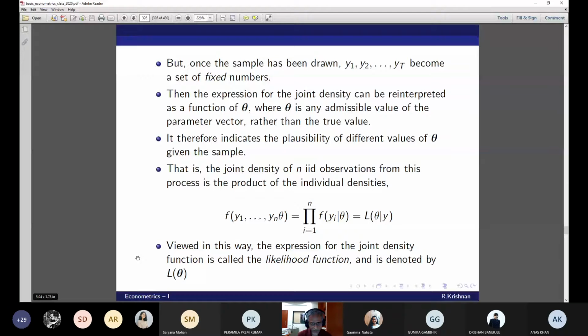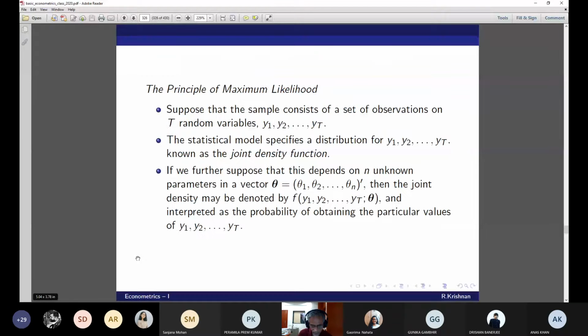The expression for joint density, what are we trying to say here? The moment the values have been drawn, listen carefully, the values are considered to be fixed numbers, and our aim is to find that set of parameters theta which would most likely have given rise to this sample. Do you understand?